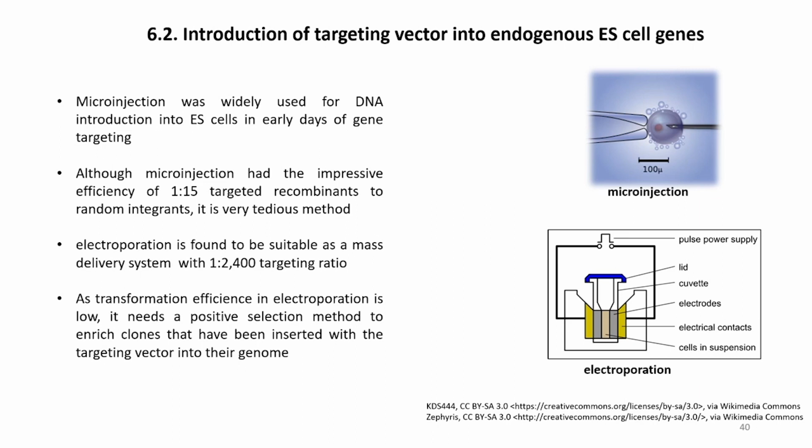Now, electroporation is found to be suitable as a mass delivery system with a 1:2400 targeting ratio. As the transformation efficiency in electroporation is low, as you can see from this figure, 1:2400 versus 1:15, it needs a positive selection method to enrich clones that have had the targeting vector inserted into their genomes. So, for your own understanding, you may study the electroporation method a little bit.